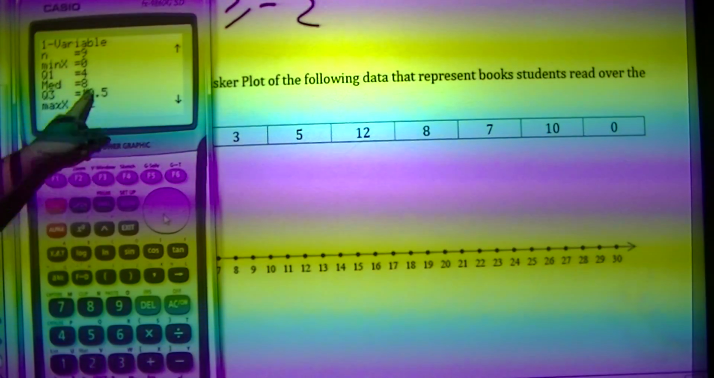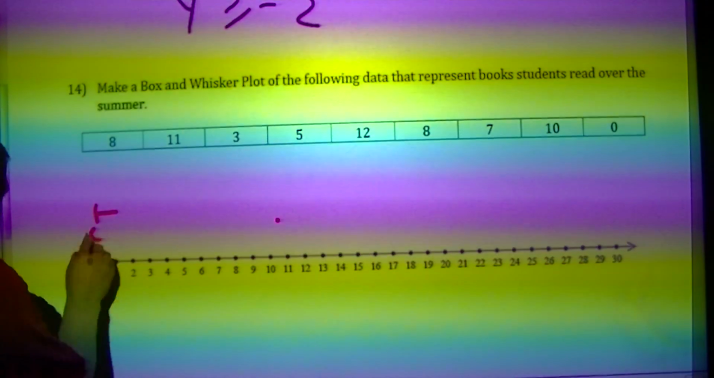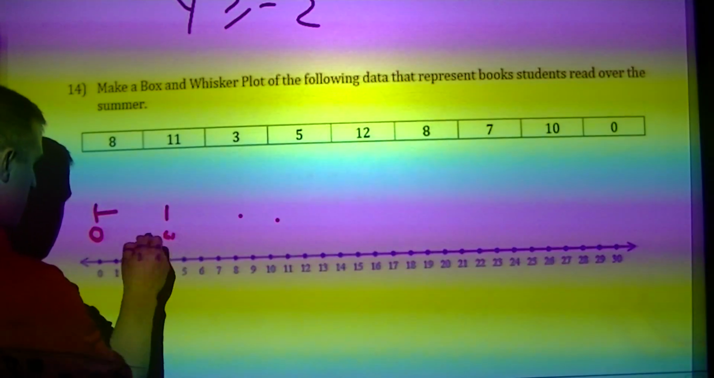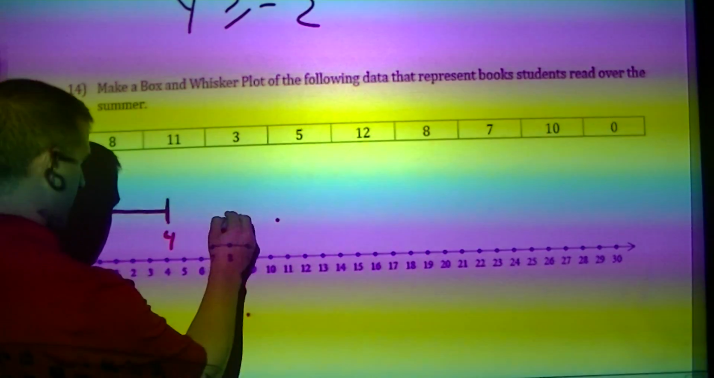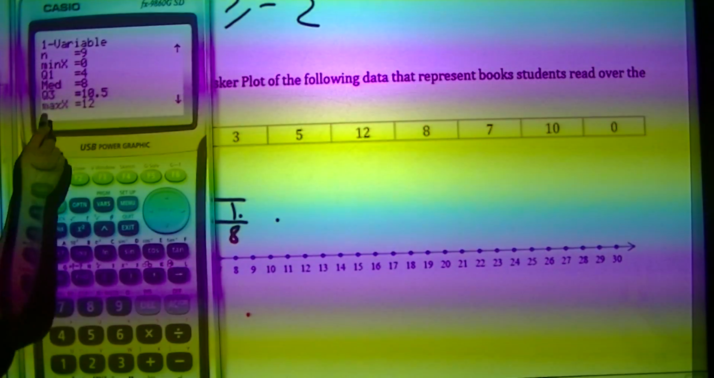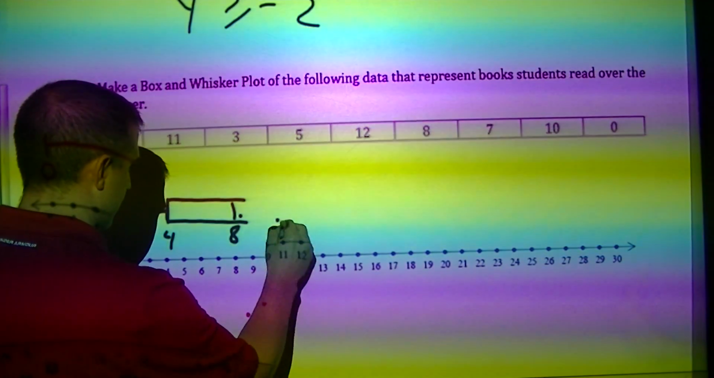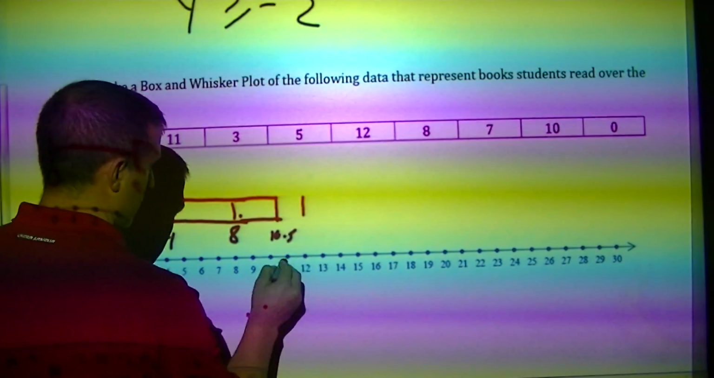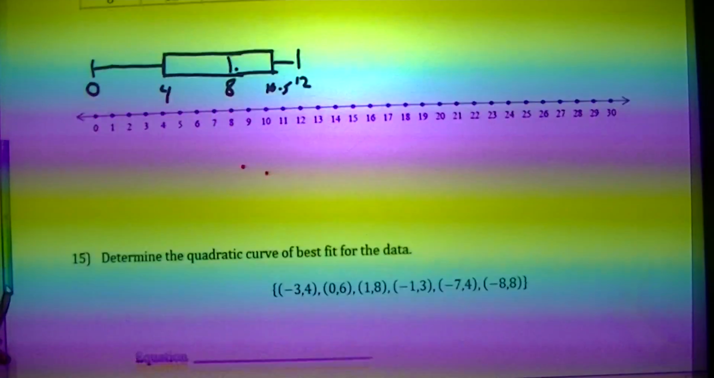Okay, so my minimum is 0. My next number is 4. My Q1 is 4. My median is 8. My Q3 is 10.5, so that's going to be about here, 10.5. And my max, what's my max? My max is 12. Okay, very simple box plot. All right, moving on to the last question.